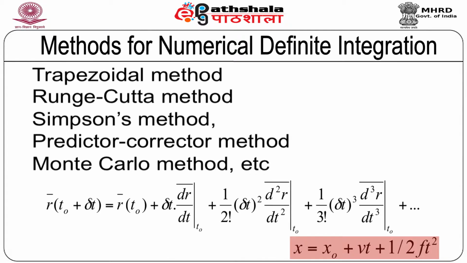Now if we neglect this, then this becomes equal to our well-known equation of motion, that is x equal to x0 plus velocity into t plus half into acceleration into t square. So this is actually acceleration and this is the velocity term. So we have the simple well-known equation, x equal to x0 plus vt plus half ft square, arising out of the Taylor series expansion.